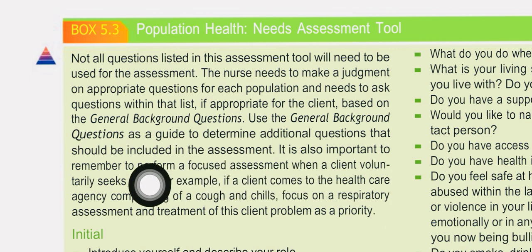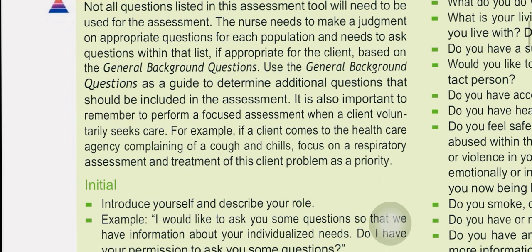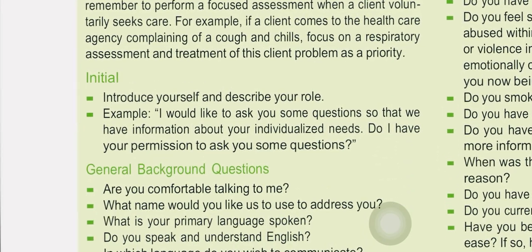It is also important to remember to perform a focused assessment when a client voluntarily seeks care. For example, if a client comes to the healthcare agency complaining of a cough and chills, focus on a respiratory assessment and treatment of this client as priority. So guys, it is related to the health problem as well. When a client comes with a specific problem, we have to focus on a specific assessment related to signs and symptoms. So here we are going to begin with the initial assessment.